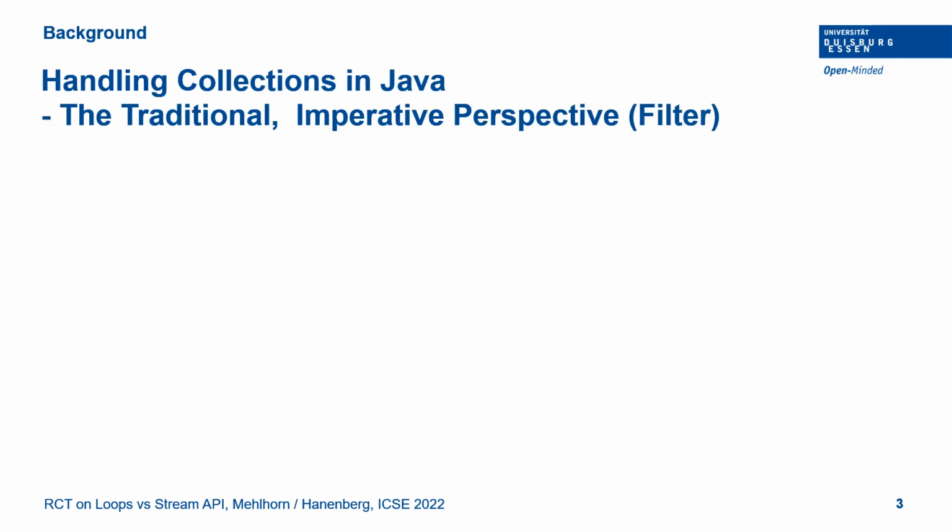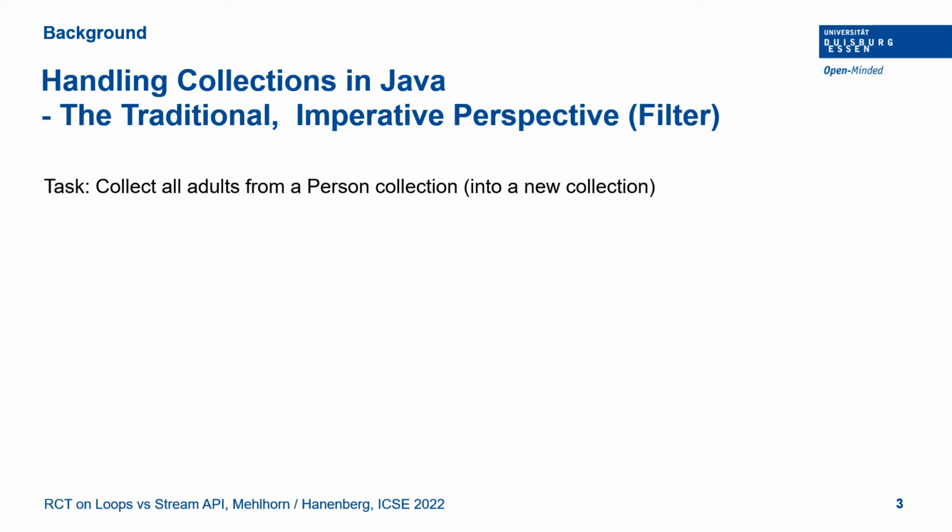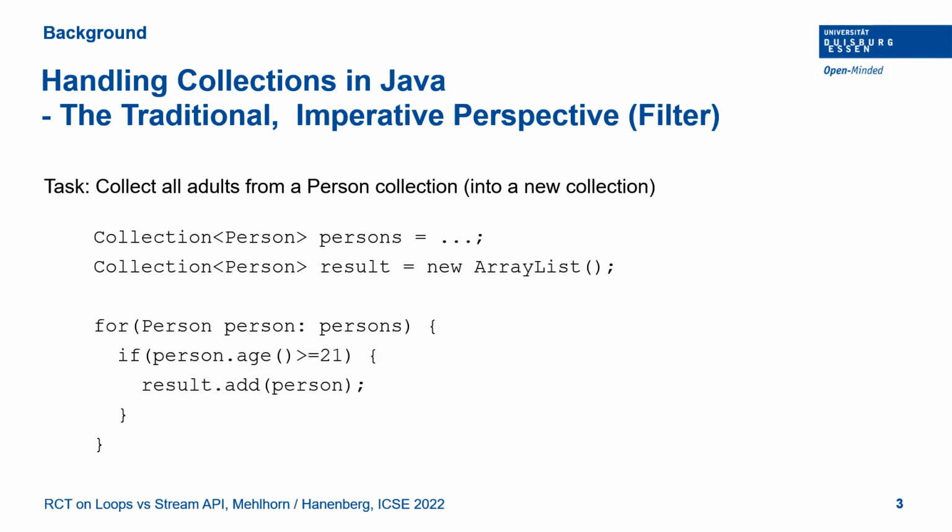Let's start with some background information about how we typically currently handle collections, especially from the imperative perspective. Let's use the following task as an example. We want to collect all adults from a person collection. So we want to store the adults in a new collection. If we do it using traditional loops, the code typically looks like the following.